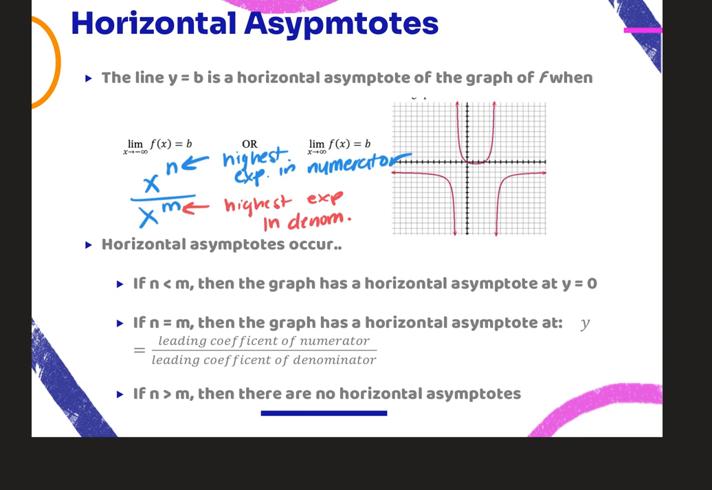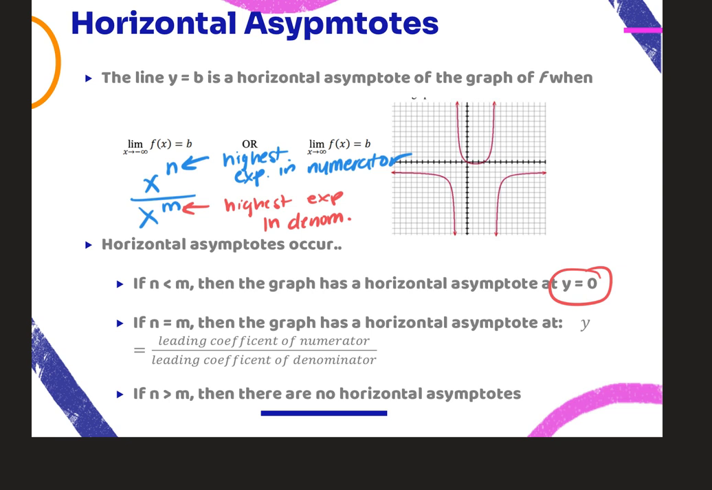So the first thing you want to identify are those two. What's the highest exponent in the numerator? What's the highest exponent in the denominator? And then it's going to have one of those three relationships. If n is less than m, so if the highest exponent in the top is less than the highest exponent in the bottom, then there's a horizontal asymptote at y equals 0, and my limit on both sides would be 0.